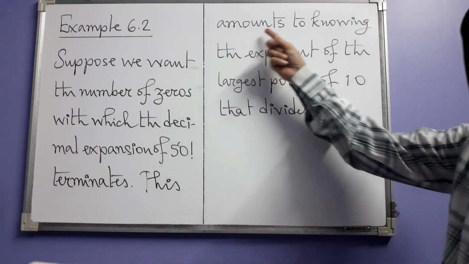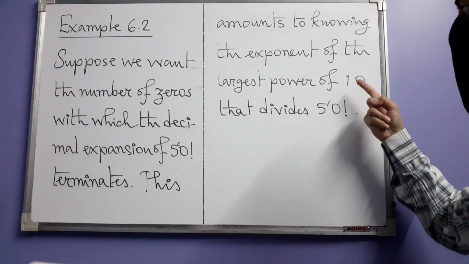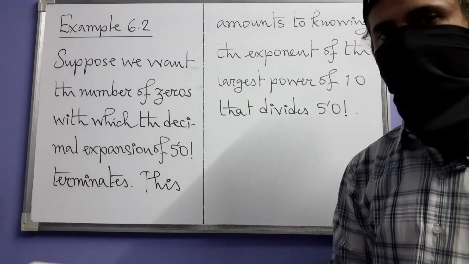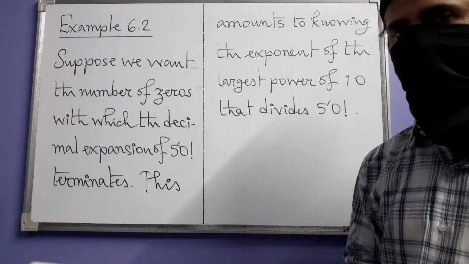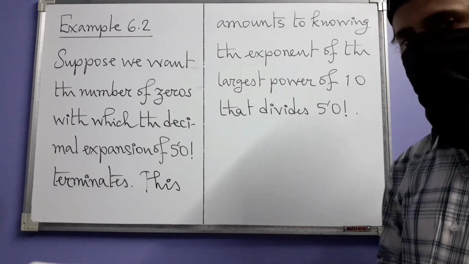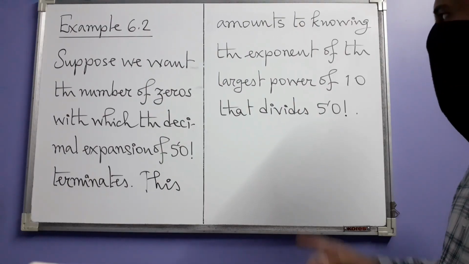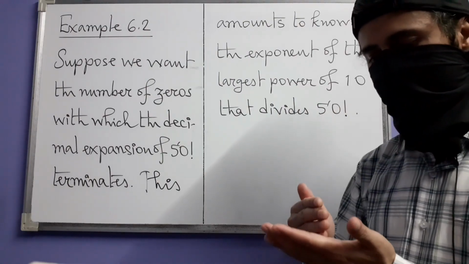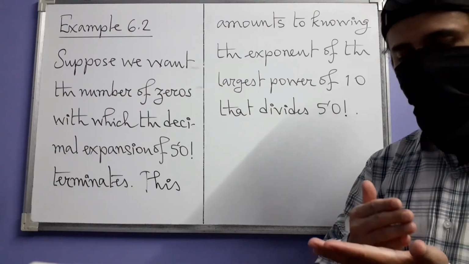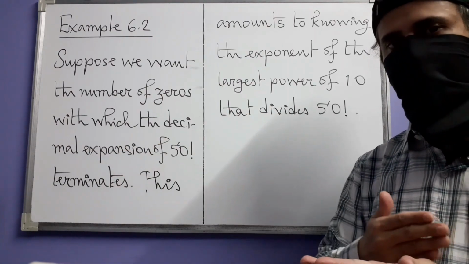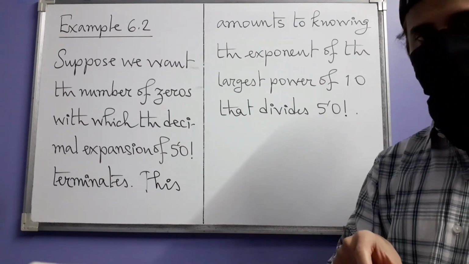And this amounts to knowing the exponent of the largest power of 10 that divides 50 factorial. Let me give you a small example, for the sake of our better understanding. Suppose that 50 factorial ends with 3 zeros. If you do the calculation and express the number in decimal representation, say there are 3 zeros.